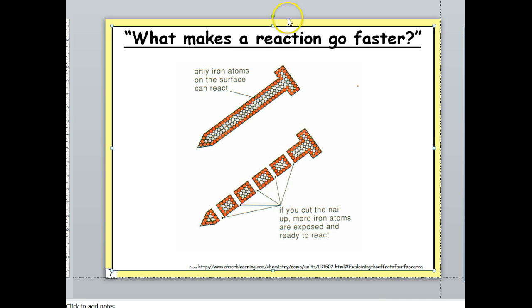If we take the idea of a nail, for a reaction to occur, particles have to collide. If you consider an acid particle, for example, trying to react with this nail, and we draw our acid particle here, then the only collisions this acid particle can make will be the ones on the outside of the iron nail. These ones in the middle, the ones shown in white, are protected by the outer ones, and so they can't react. So the reaction is limited to those particles on the outside.